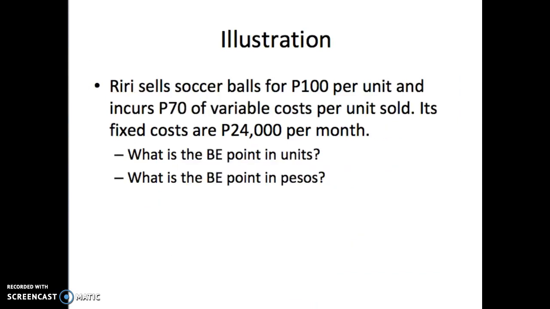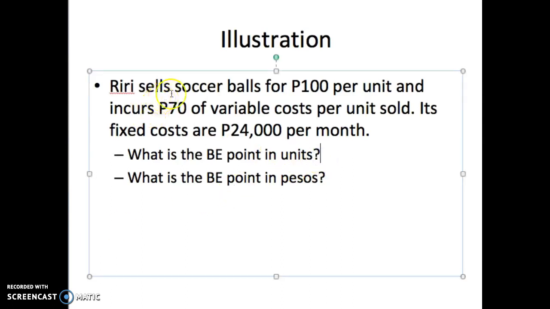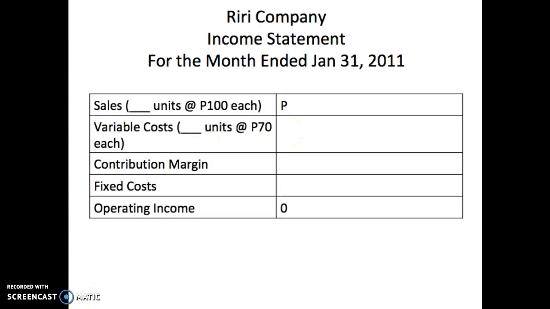Now the next illustration asks us to get the break-even point in units and the break-even point in pesos. So it's the same given. You have 100 pesos per unit. That's your selling price per unit. 70 pesos per unit will be your variable cost per unit. And then fixed costs are 24,000 pesos per month.